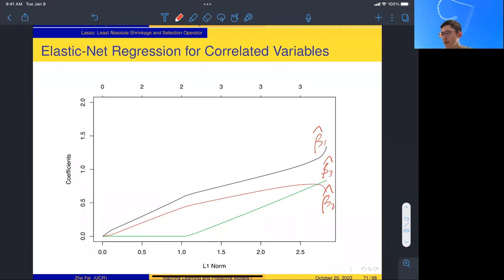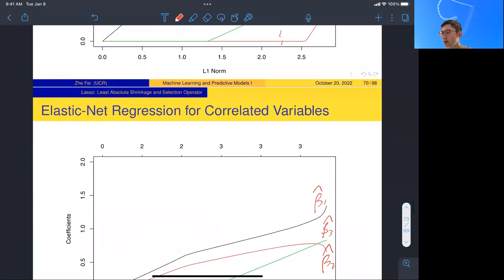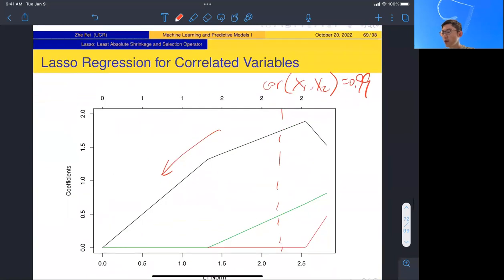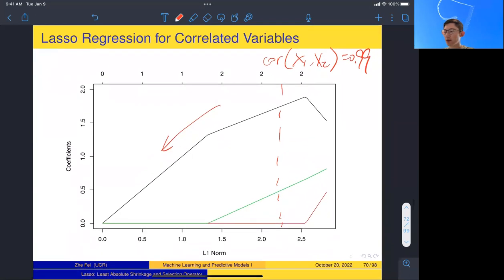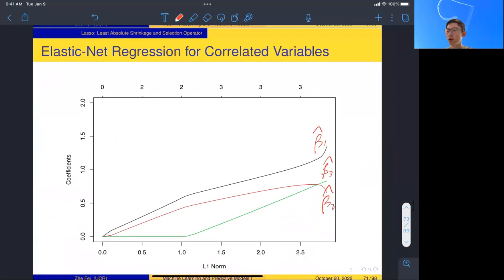So that's one potential issue we want to keep in mind for the lasso: when you have highly correlated covariates, using only the lasso penalty may not give you a good solution. But you may want to consider the elastic net that accounts for this kind of correlation.